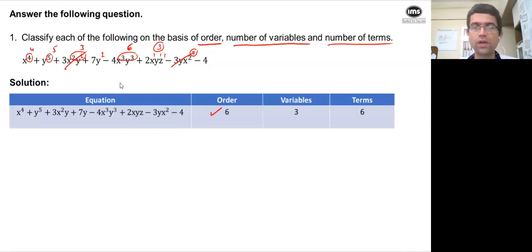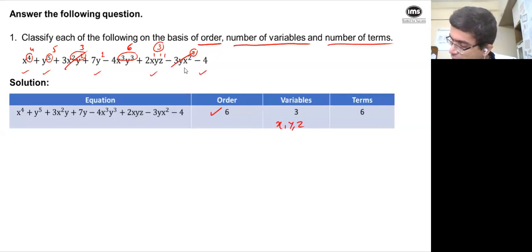So total being 6. Number of variables x, y, and z. So there are 3 variables, and the number of terms after I have cancelled out the 3xy square and negative 3xy square. Now I can say it is 1, 2, 3, 4, 5. Okay, and which other term? Yes, this term is also there. Correct. So there are total of 6 terms.